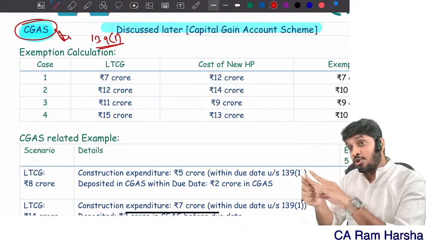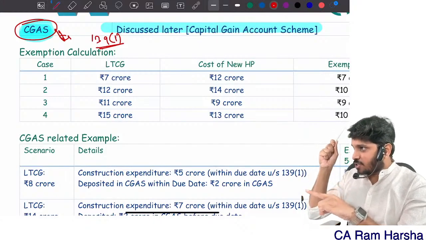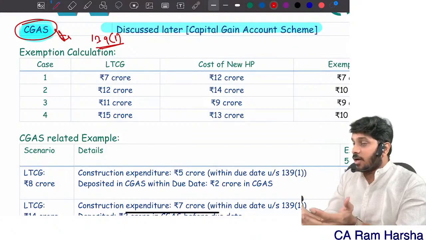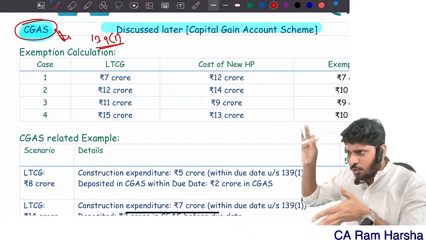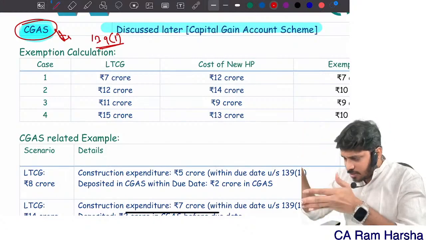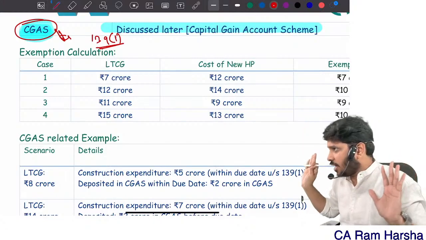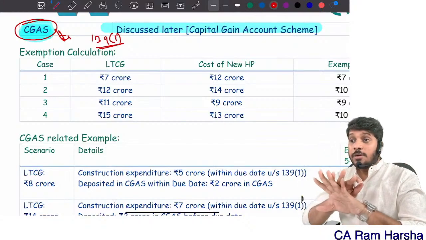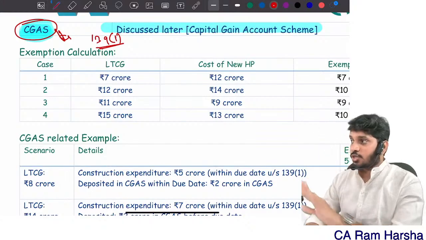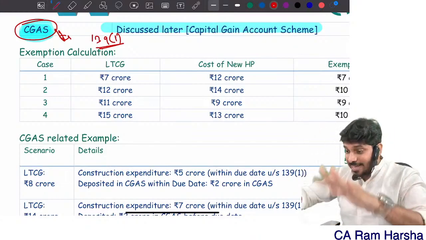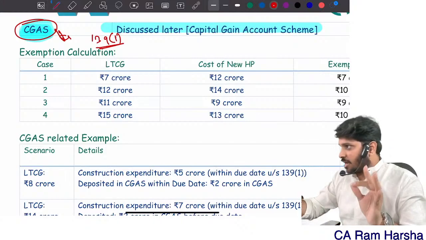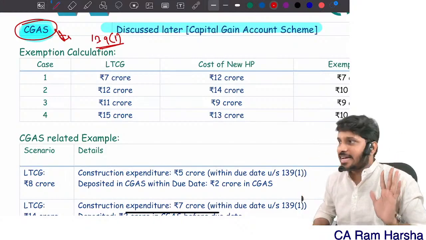On that amount, if you claimed exemption earlier, at the time of depositing into the account, then retax it. Simple, able to understand? Capital gain account scheme, unutilized amount, straight away retax it. No, that's wrong. If at all exemption is claimed earlier on the deposit amount, then only it is retaxable. That's the capital gain account scheme logic.